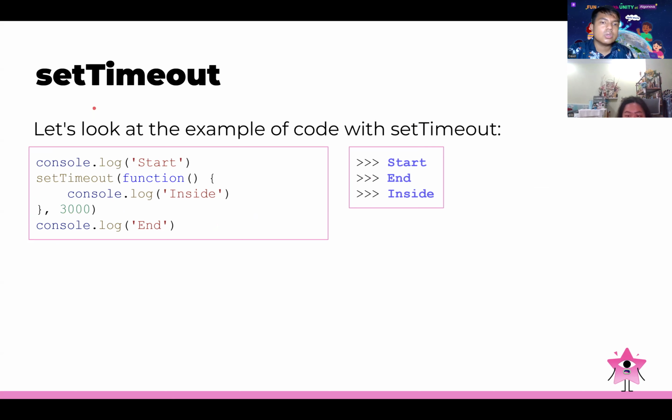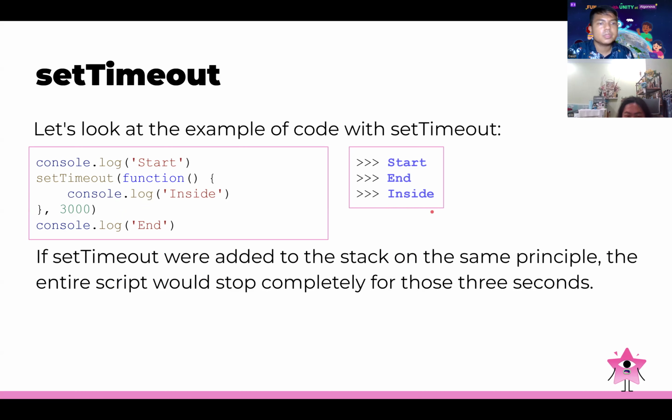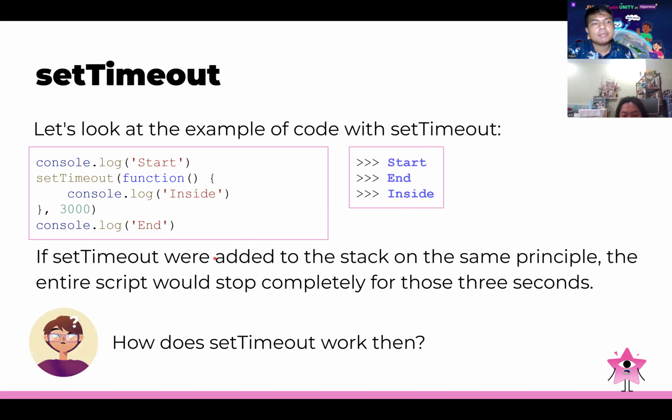Now, you can also set a timeout for printing the inside. For example, you want to print the inside. That means it will print after 3000 milliseconds. After that, it will print. Now, if setTimeout were added to the stack on the same principle, the entire script would stop completely for those 3 seconds. How does setTimeout work then?